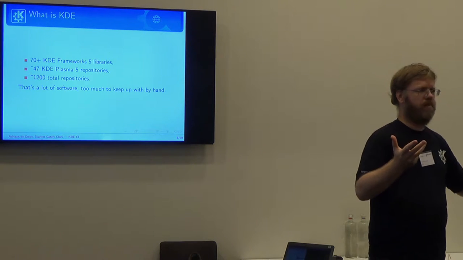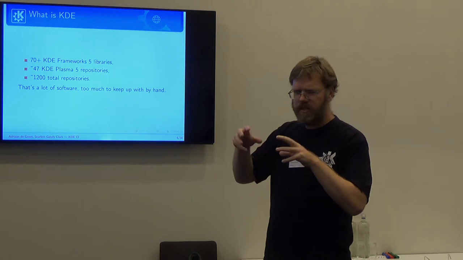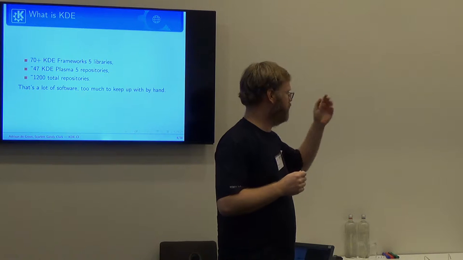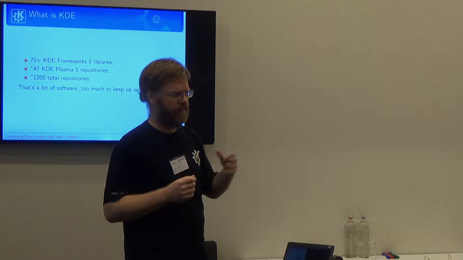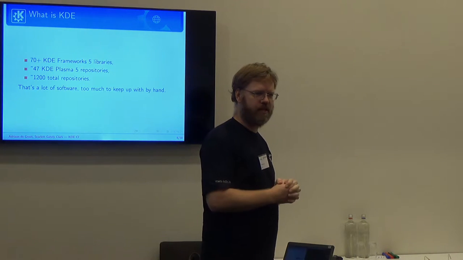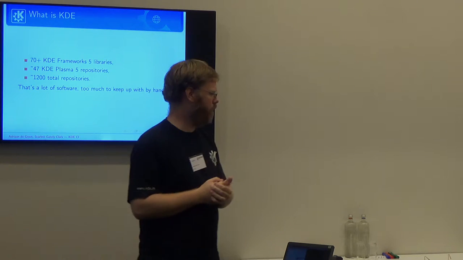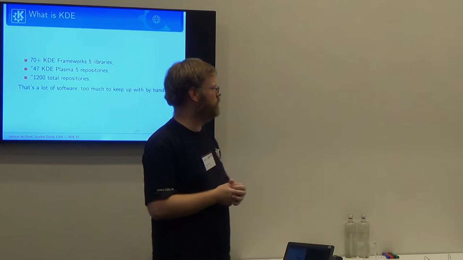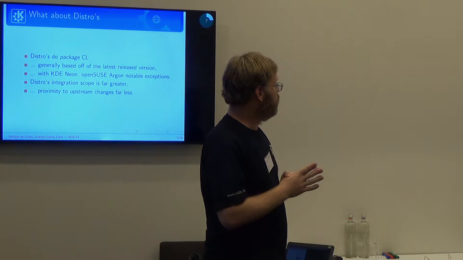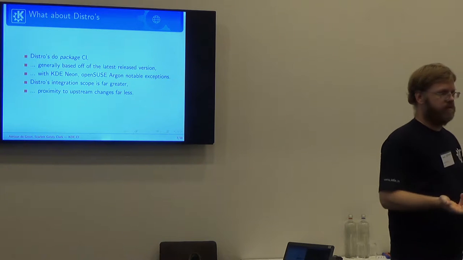The Plasma desktop bits are another 47 Git repositories, right? It's all very modular, very split up. So we have 1,200 total repositories. I won't lay claim that that is a very scientifically accurate count of different applications, but it's a reasonable idea of how many different software bits we've got to run across those 5-6 platforms that I named earlier. So we've got a lot of software that is being written, and then what?